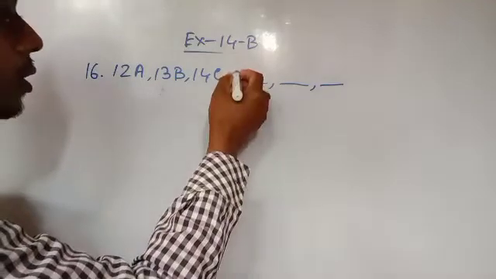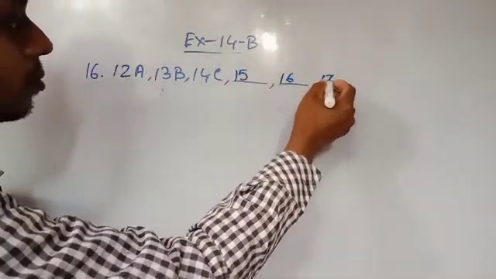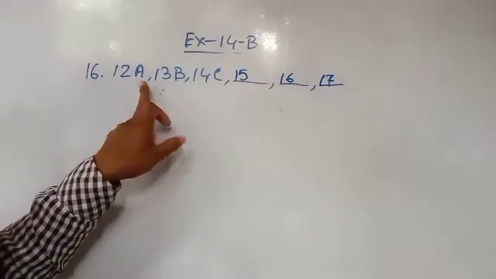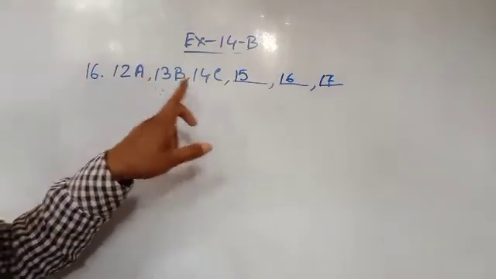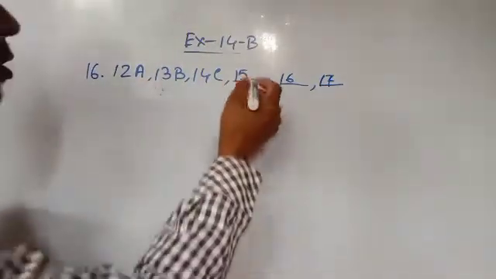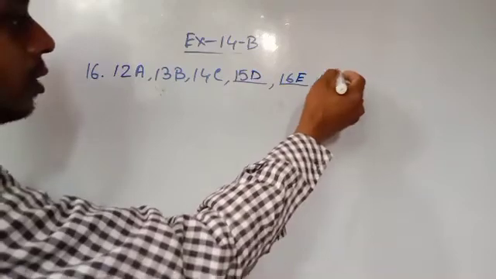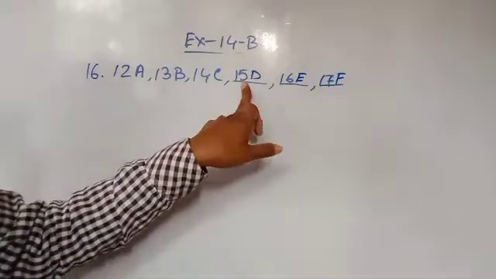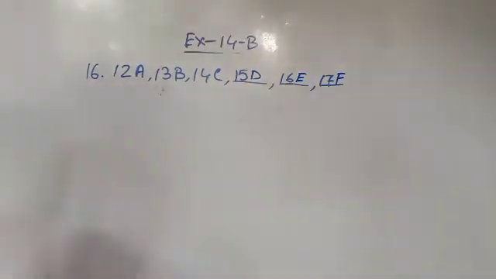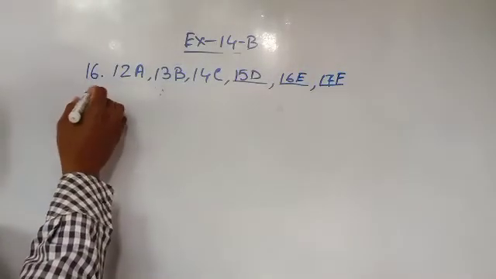After 14 it will be 15, then 16, then 17. Now A, B, C, English alphabet continuously. After C it will be D, then E, then F. So you have to write 15D, 16E, 17F. Then you will get the pattern. Already given in the pattern, so next three terms only you have to write.